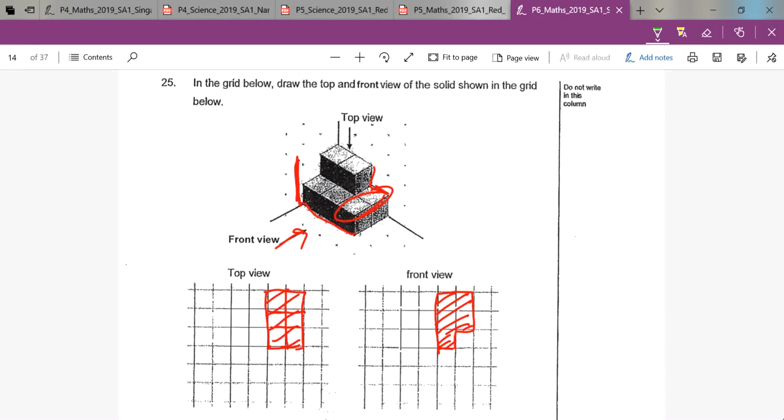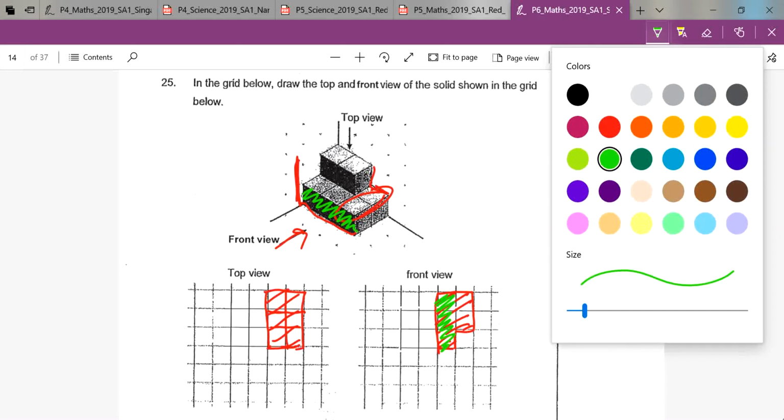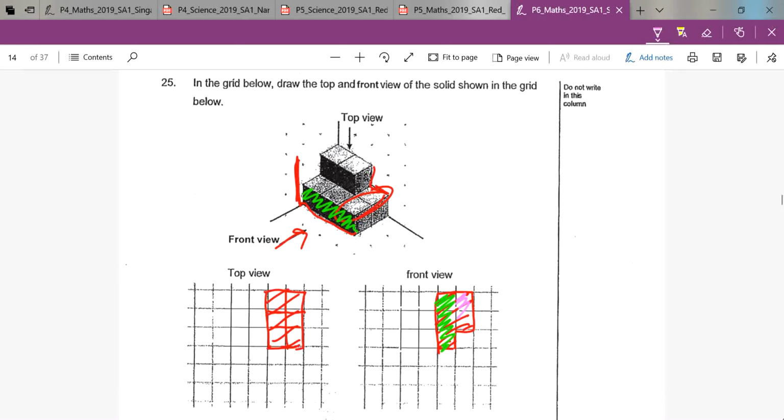If I use green, this part is essentially this part. And the pink part is essentially this one. And this part that's missing is this one that is missing. Let's erase everything away to make it clearer for yourself. So this should be your final answer.